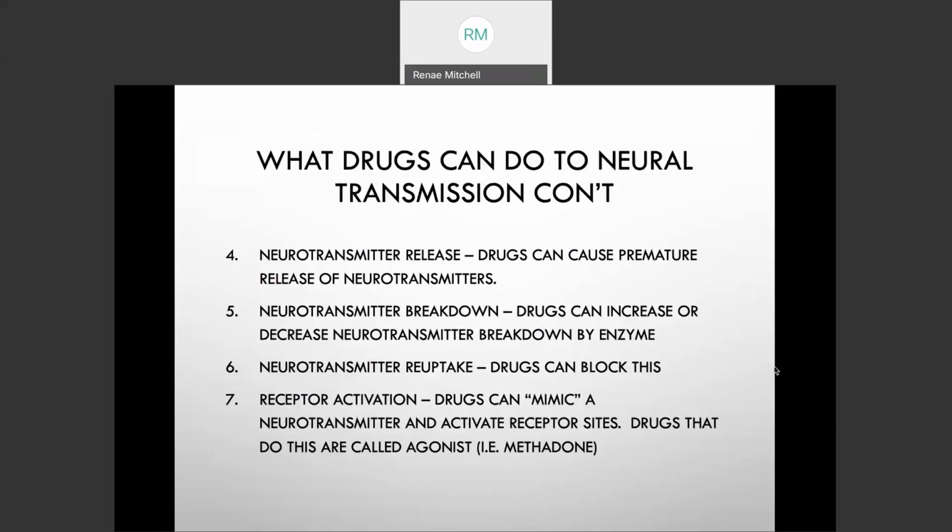And on the other side, the receptor side, the dendrite side, drugs can also have an impact on those receptors. Drugs can either mimic a neurotransmitter and activate the receptor site. So this would be an agonist. For example, methadone is a drug that binds to the endogenous endorphin receptor sites, and so it activates those receptor sites and prevents other drugs from activating it. That would be an agonist.